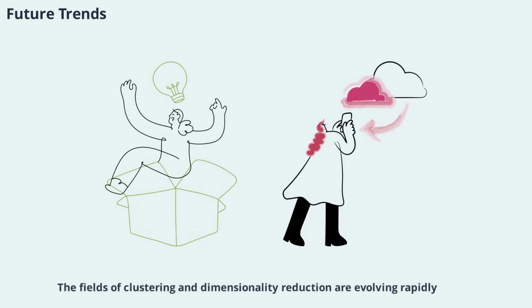The fields of clustering and dimensionality reduction are evolving rapidly. New algorithms are being developed to handle more complex data types, such as graphs and time series. Advances in deep learning are also influencing how we approach unsupervised learning, with techniques like autoencoders offering alternatives to PCA.